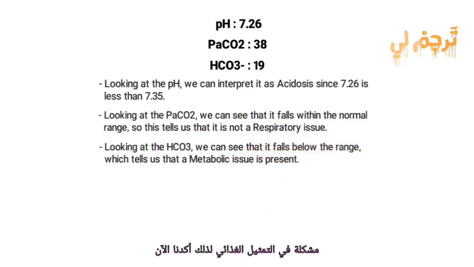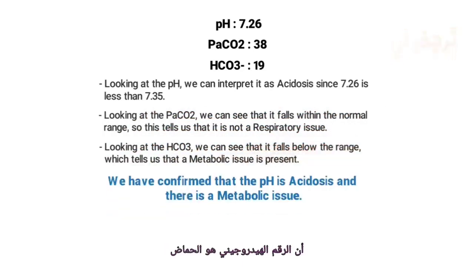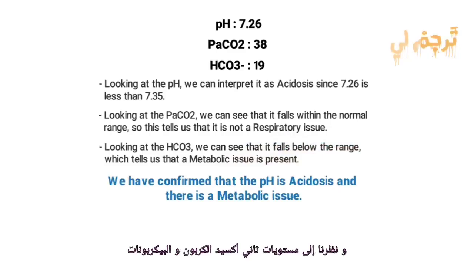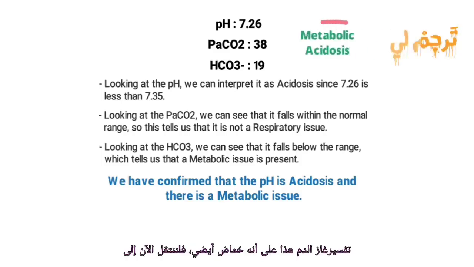a metabolic issue. So now we have confirmed that the pH is acidosis, and we looked at the carbon dioxide and bicarb levels to determine that there is a metabolic issue. Taking that into consideration, this ABG can be interpreted as metabolic acidosis. Now let's keep going.